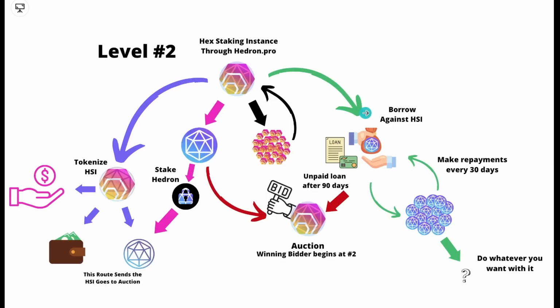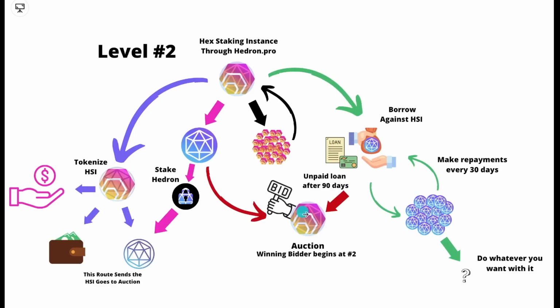Option number one is to borrow against the HSI. So you borrow against it, you get all the HEDRON that you could have waited to mint, and you can do whatever you want with it. Of course, there's a million things, anything you could possibly think of. Treat yourself, save it for a rainy day, just wait and make repayments on whatever you want to do. You can just do that.